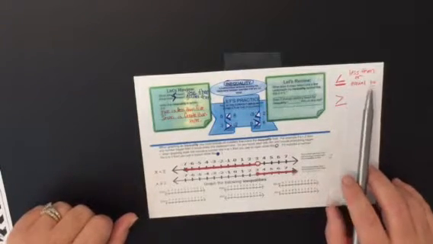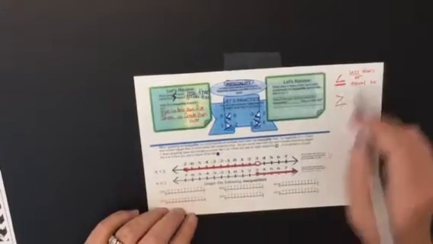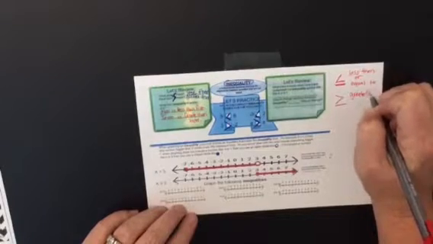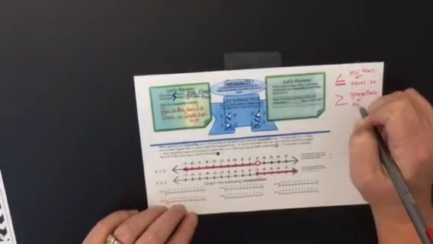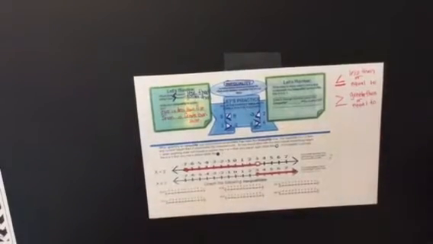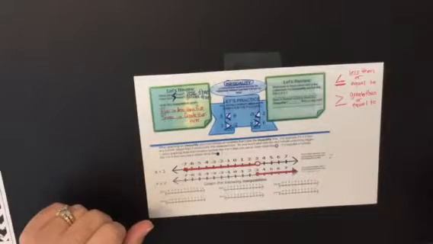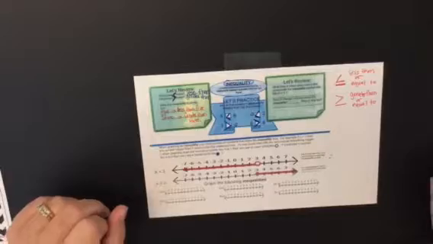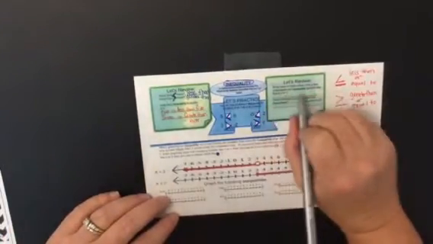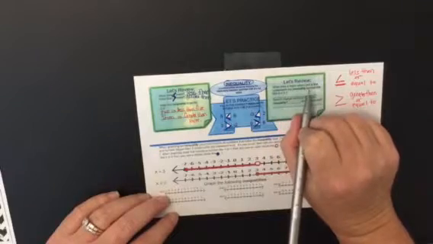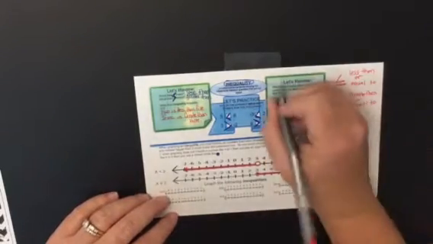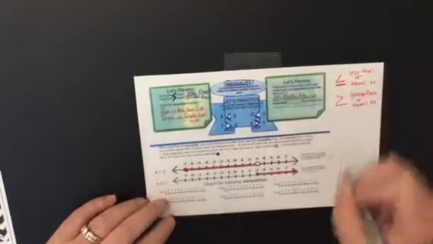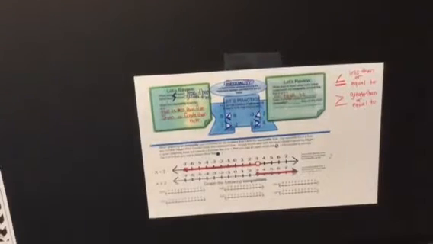So this inequality would mean greater than or equal to. So what does it mean when I put a line underneath my inequality symbol like this? It means or equal to. That's what that line underneath it means.